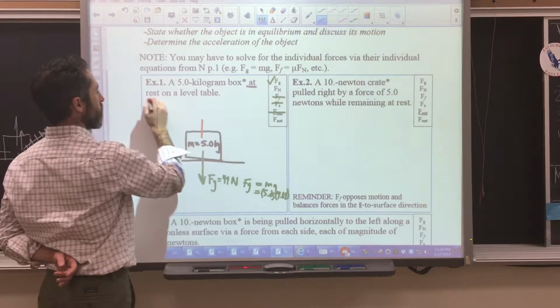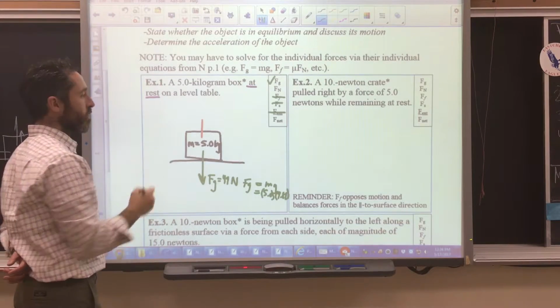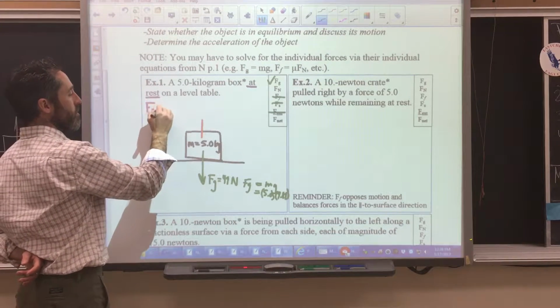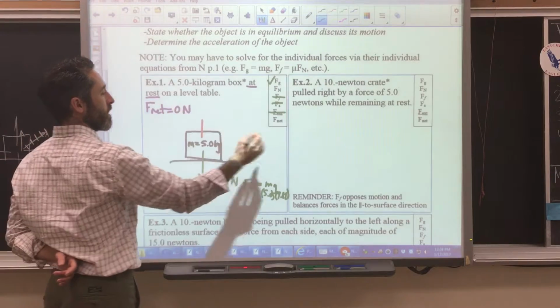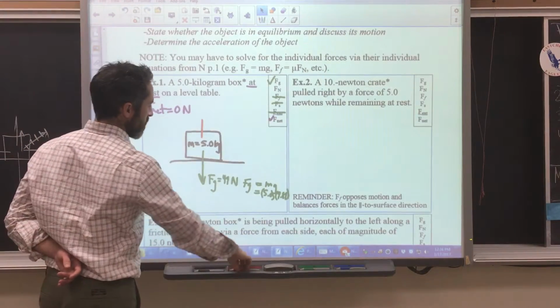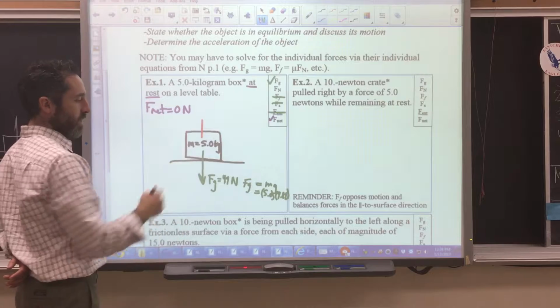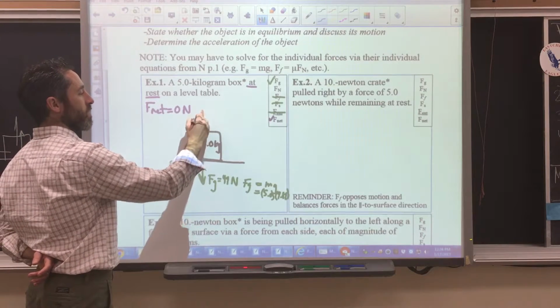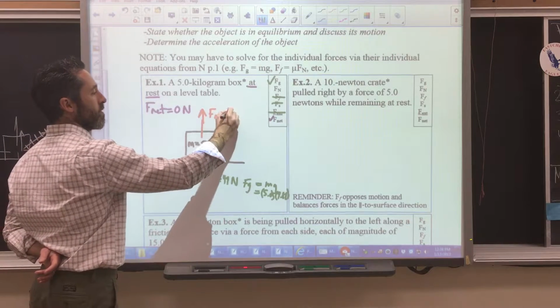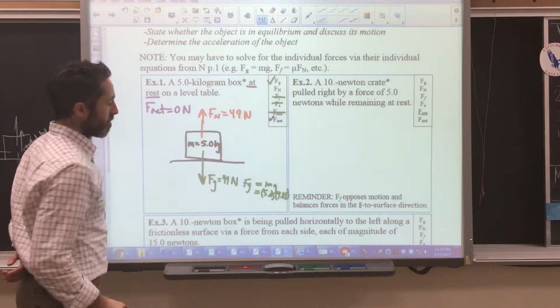If the box is at rest, you are in equilibrium. If you are in equilibrium, the net force is 0. If the net force is 0, then the normal force must balance the Fg. Otherwise, you would not have a net force of 0. Normal, 49 newtons, good to go.